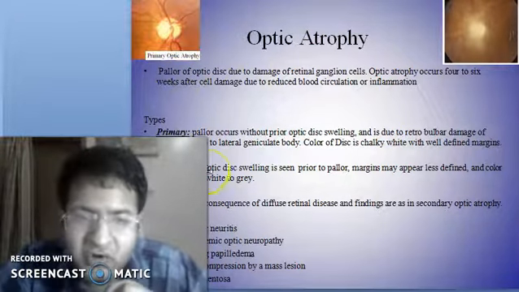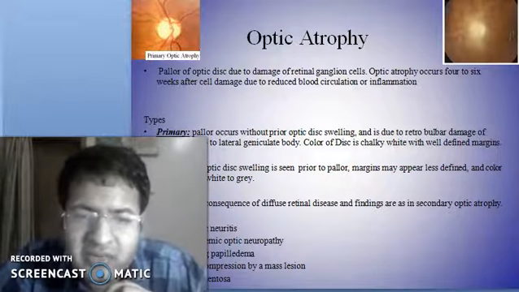Next is the secondary optic atrophy. What is secondary optic atrophy?